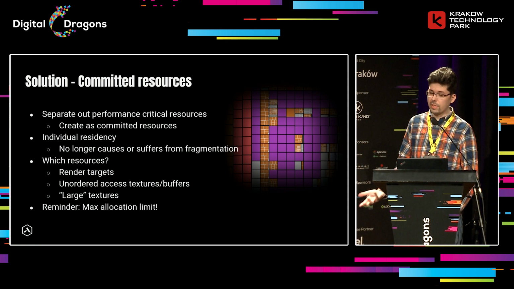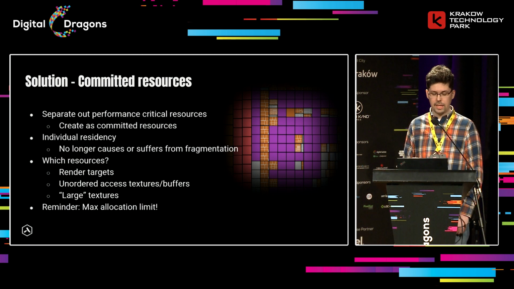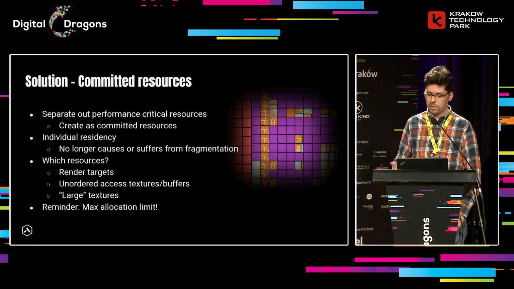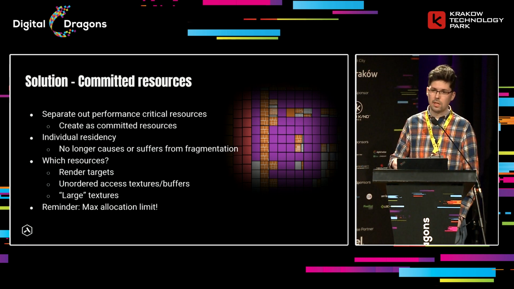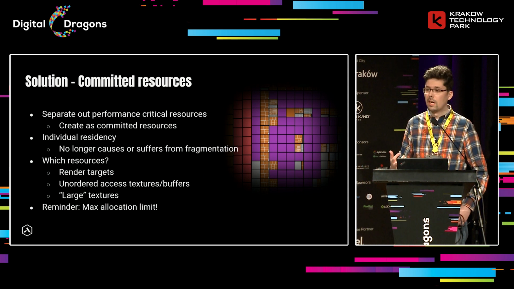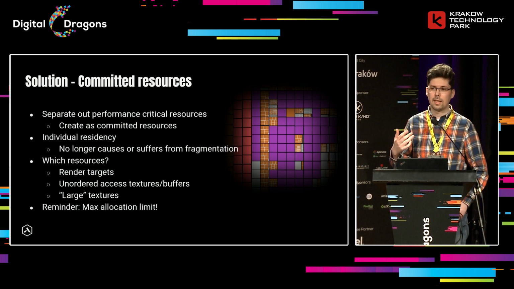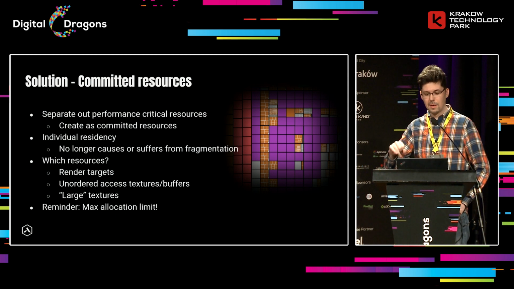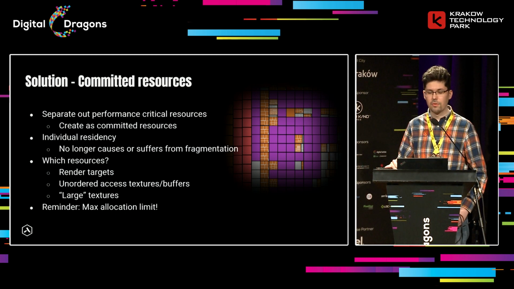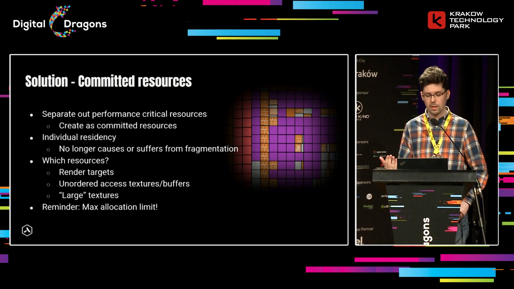So then the question is, which resources do we want to turn into committed resources? In our case, we identified that the most important ones were render targets, unordered access textures and buffers, in other words, things that we read and write from, as well as possibly large textures. And then the question is, what is large? The reason why you want to move large textures out is that they are harder to fit in a memory block because they are simply larger and require a larger free run of memory that makes them harder to fit in, therefore have a higher risk of spilling into a new memory block.